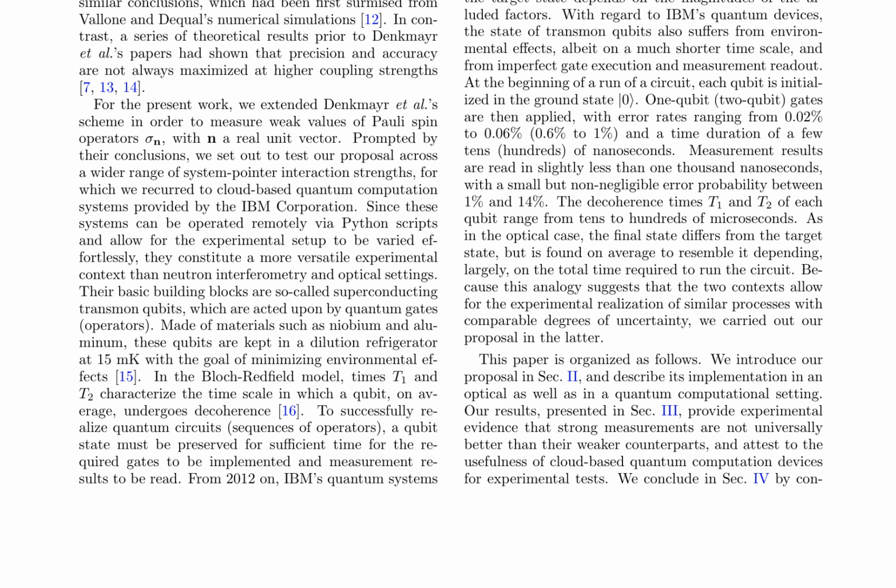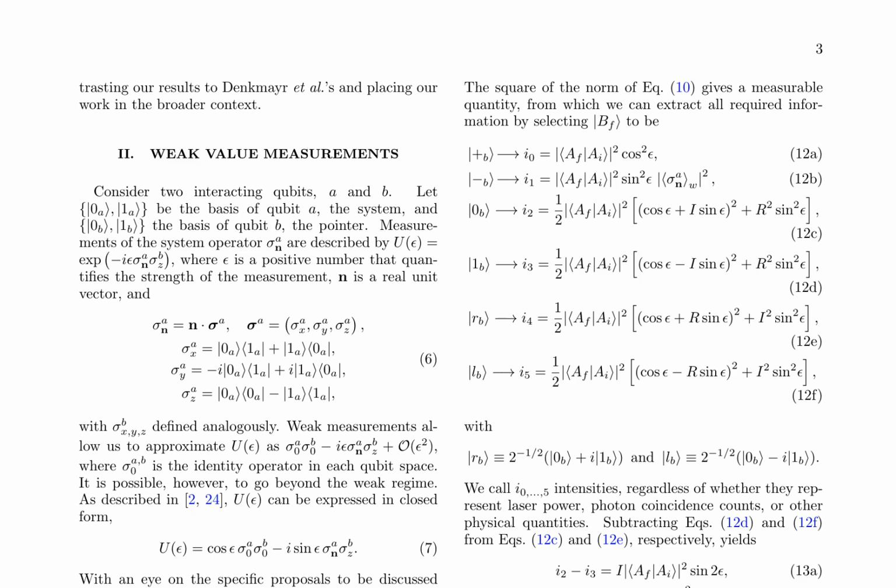By exploring the relationship between interaction strength and measurement precision, the authors challenge previous assumptions about the optimal conditions for weak value measurements. This study presents a novel approach to measuring weak values, leveraging the capabilities of IBM's quantum platform. In the realm of quantum systems, weak value measurements have garnered significant attention for their potential to reveal intricate details about system operators.